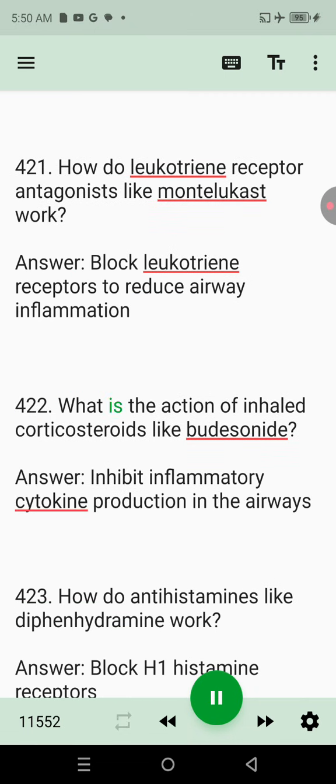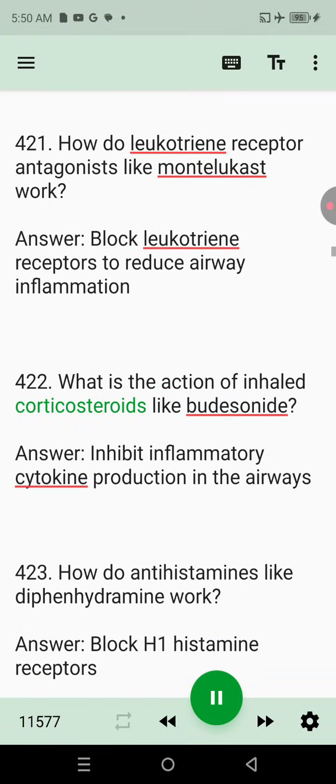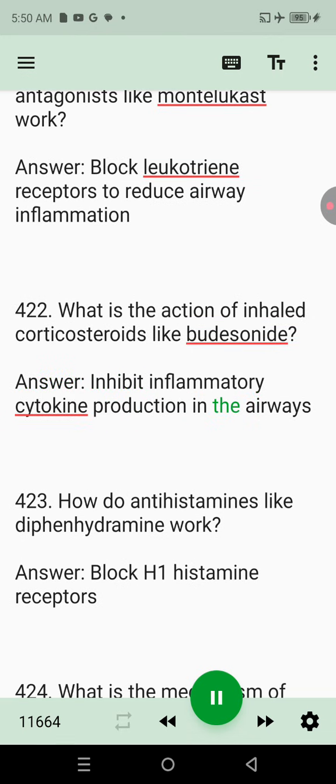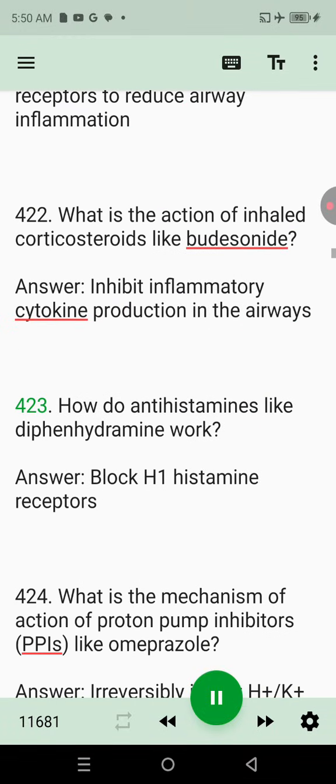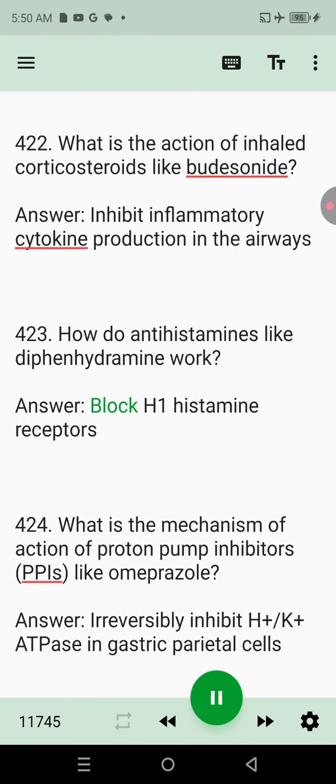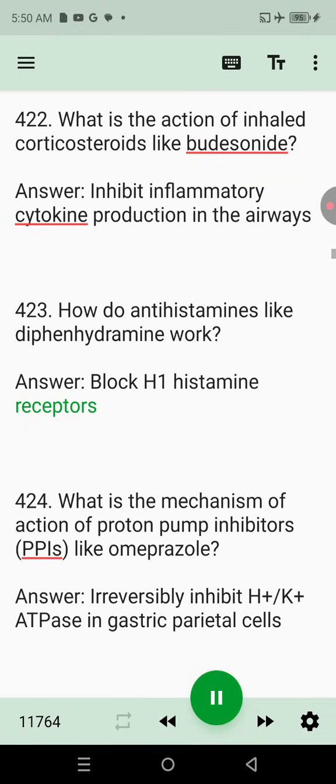422. What is the action of inhaled corticosteroids like budesonide? Answer: inhibit inflammatory cytokine production in the airways. 423. How do antihistamines like diphenhydramine work? Answer: block H1 histamine receptors.